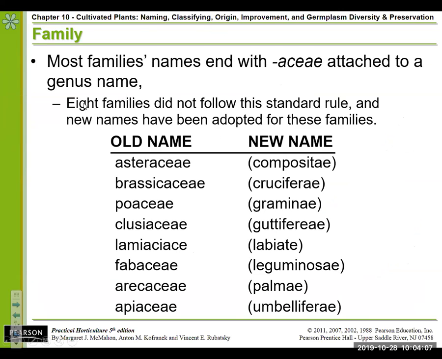So the -aceae, when we attach that to the genus's name, that was kind of the standard rule. And now we look at new names being adopted for those families. However, you can use either of them at this point. So Asteraceae is now known as the Compositae. Brassicaceae is known as the Cruciferae. Poaceae, the grass family, is Graminae. So on and so forth.